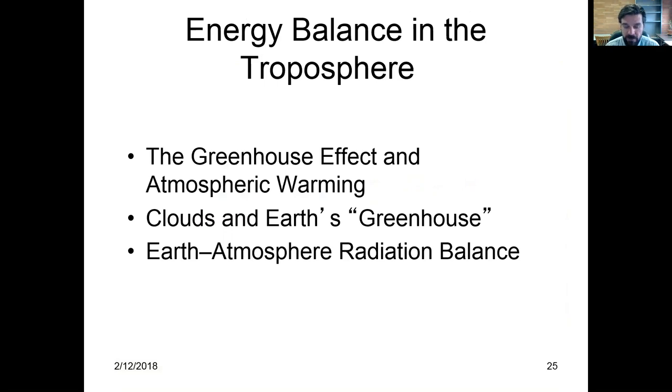Let's think about the energy balance in the troposphere. You have the greenhouse effect, and atmospheric warming is something that we need to unpackage and just look a little bit at now, and then hopefully we'll look at it some more later on in the semester as well. And think about how clouds and the Earth work as an enormous greenhouse. And then the Earth atmosphere radiance balance.